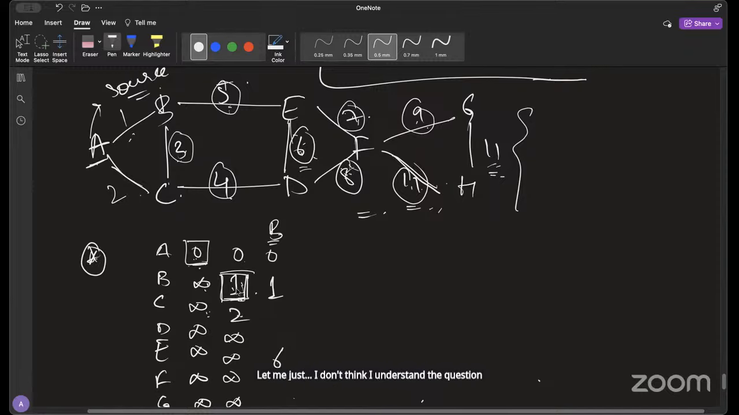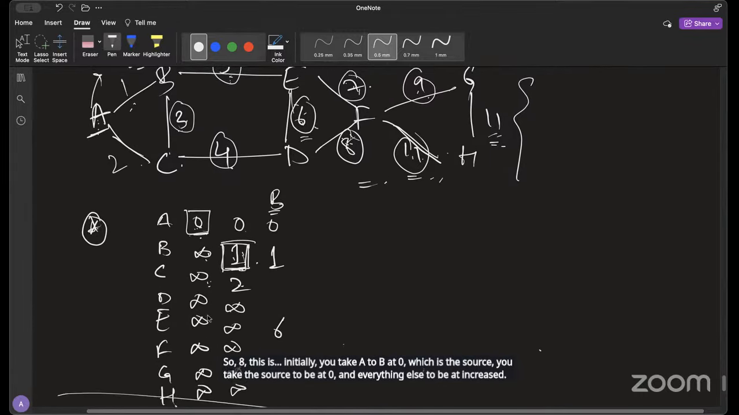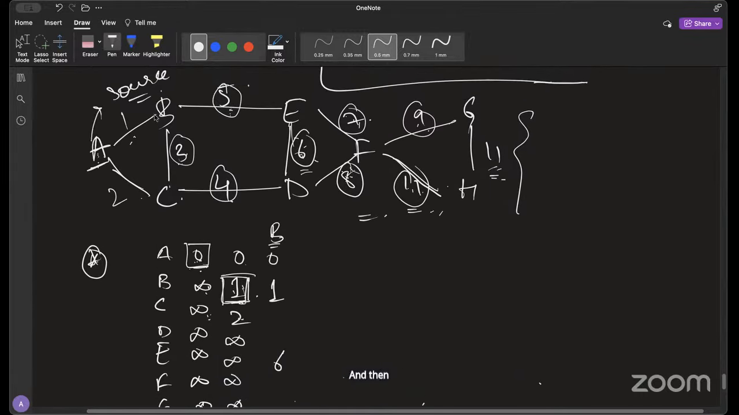I'll just repeat the algorithm till now. What you do is you start with A. Initially you take A to be at 0, which is the source, and everything else to be at infinity. Then you see that A is directly connected to B and C, so you update the distance to B as 1 and to C as 2. You can't update the others because they are not directly connected to A. Then you choose the minimum out of these two. The minimum is 1, so you fix this one.